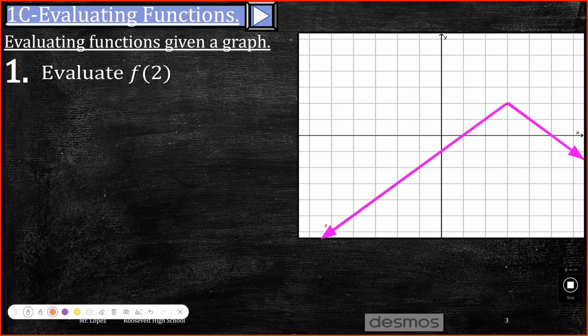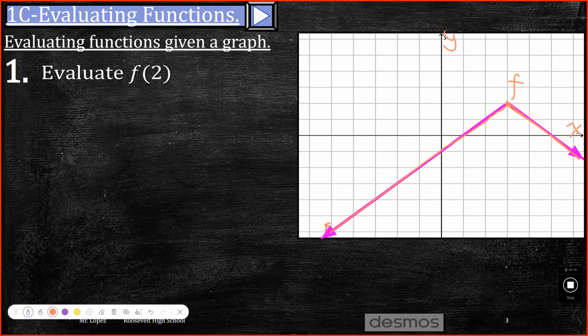Okay, lesson 1C, evaluating functions. Evaluating functions given a graph. So we have this graph. It goes through here, and it's going like this. And it's saying that this is f, little f. It's called the function f, that's the name of it. Okay? And so your inputs are x and your outputs are y.